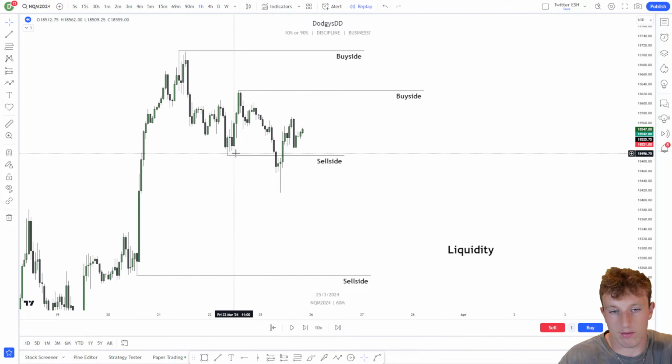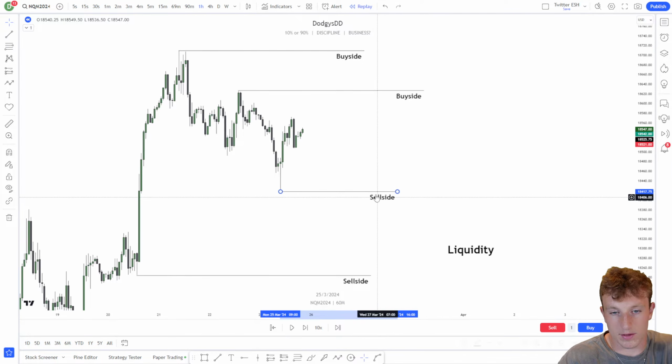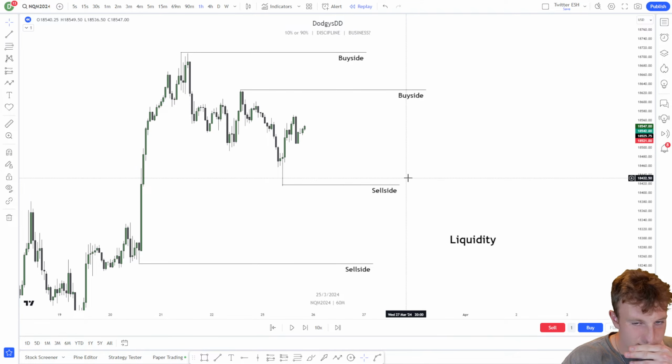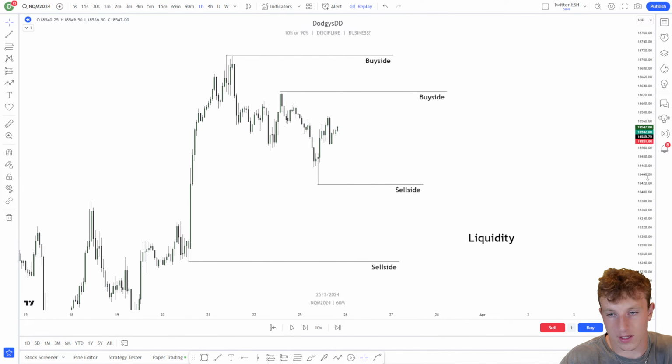And to recap, if we ever do hit sell side, take the cipher chart. It does not matter anymore. Move it down to the next low, because there are going to be new orders there. So this is just a little introduction to what liquidity is.